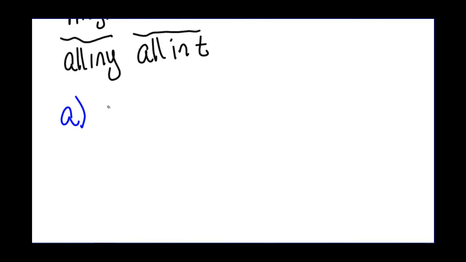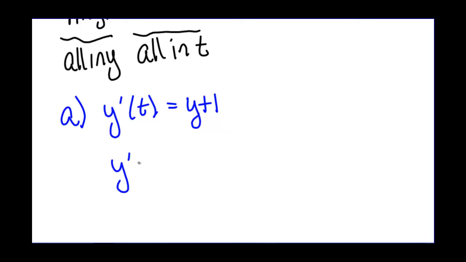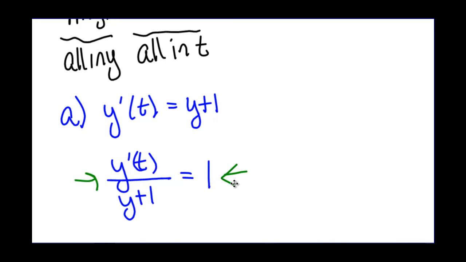So if we have y prime of t equals y plus 1, then to separate this, we just need to divide by y plus 1. So y prime of t over y plus 1 equals 1. So this is my function of y, and this is my function of t.